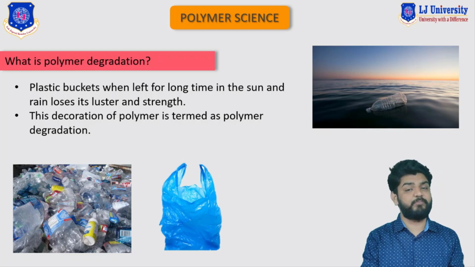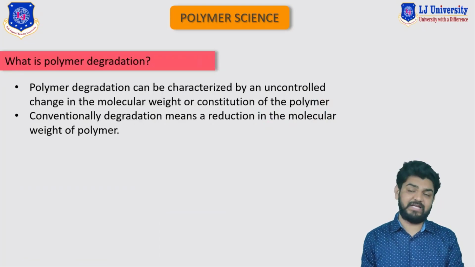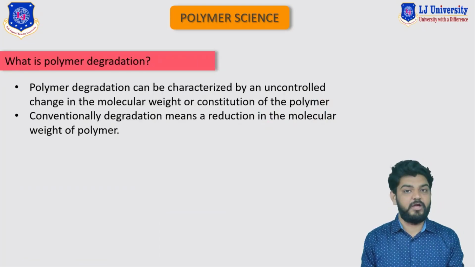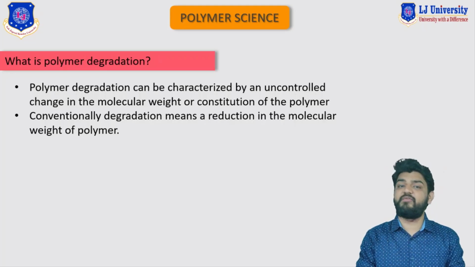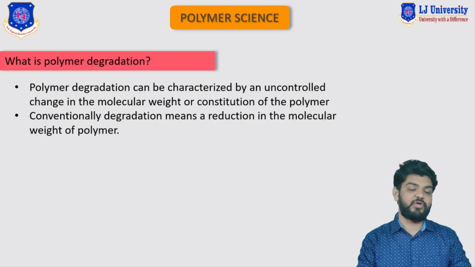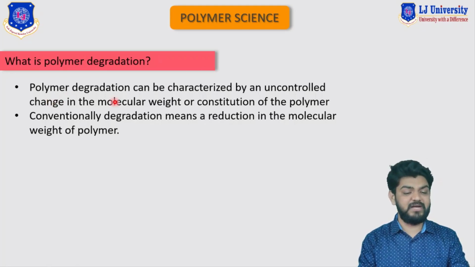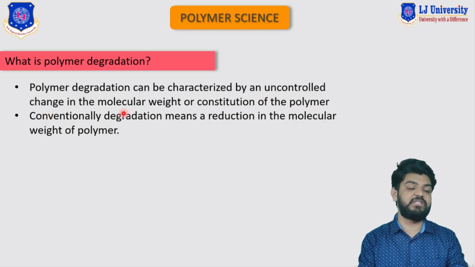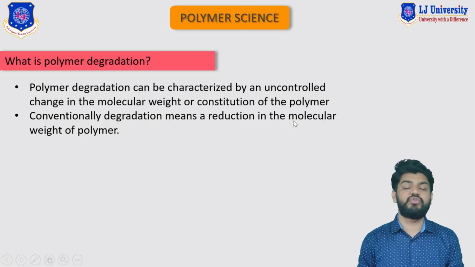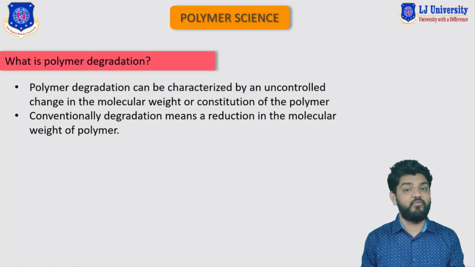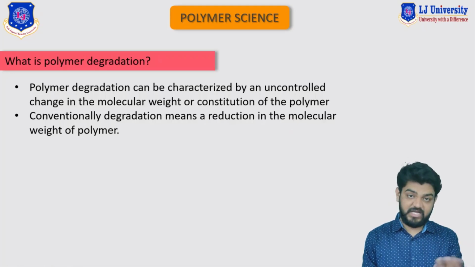Now, polymer degradation can be characterized or identified by a change in its molecular weight. Mainly, polymer degradation is the reduction in the molecular weight of the polymer. You can see here that polymer degradation can be characterized by an uncontrollable change in the molecular weight or constitution of the polymer. So the structure of the polymer will be changed because of this degradation.